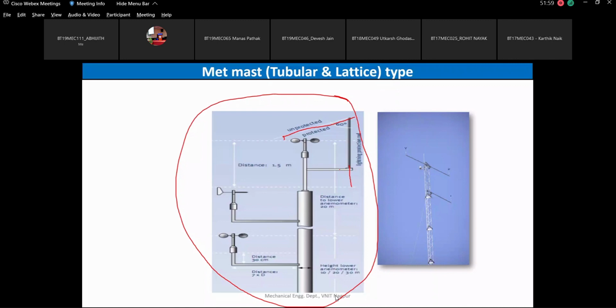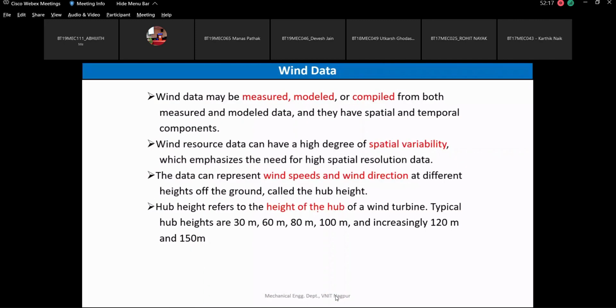Here, that data may be measured, modeled, or compiled from both measured and modeled data, and it has temporal and spatial components. Wind resource data can have a high degree of spatial variability, which emphasizes the need for high spatial resolution data. That data can represent wind speed and wind direction at different heights from the ground, which is known as the hub height. So this standard we can follow.